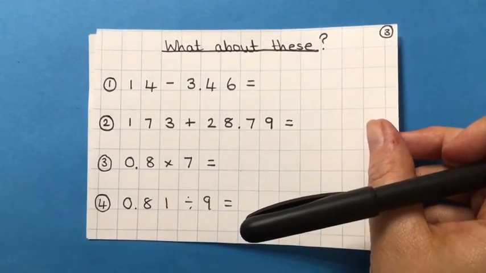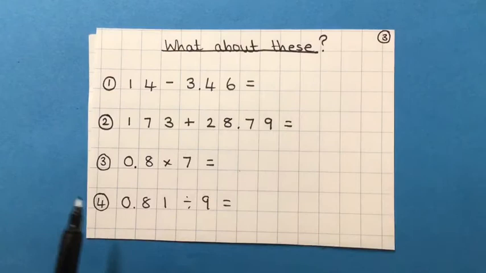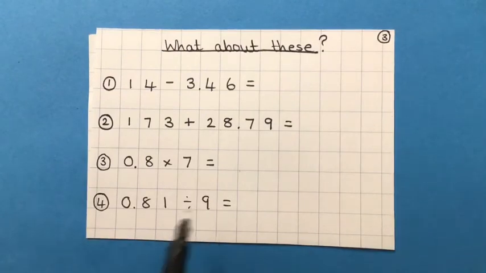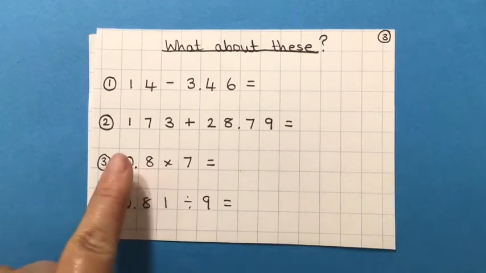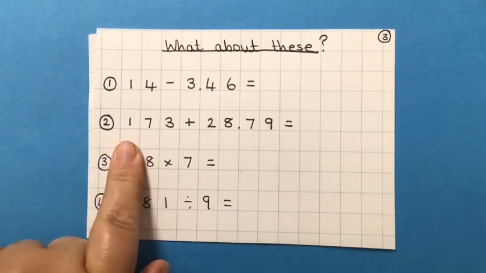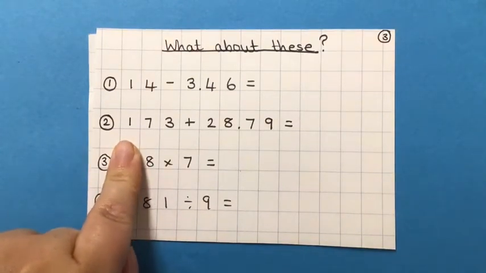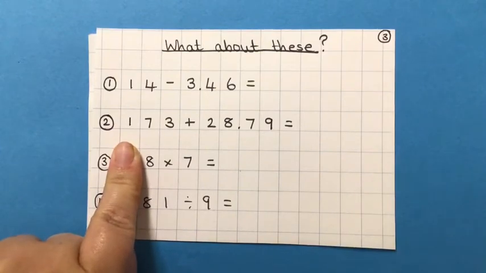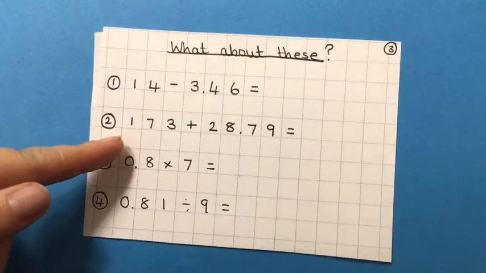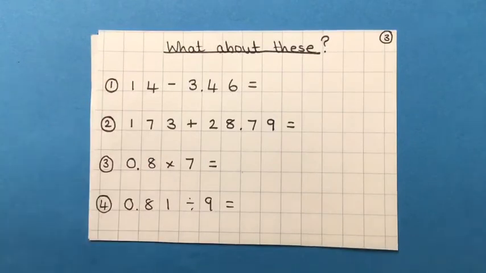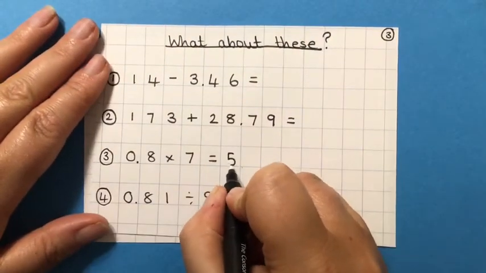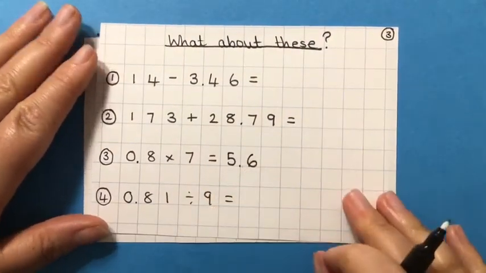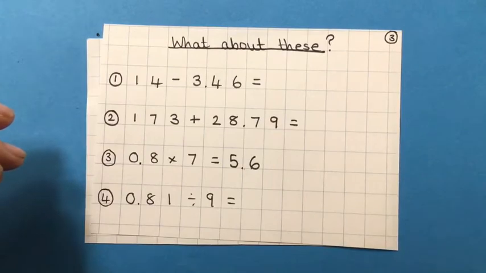Okay, so our next calculations were 0.8 times 7 and 0.81 divided by 9. Now, if you actually look at these numbers, if I cover that up, you know what 8 times 7 is, okay, which is 56. But obviously with that 8, we've divided it by 10, okay? So you do 56 divided by 10, which would be 5.6, okay?